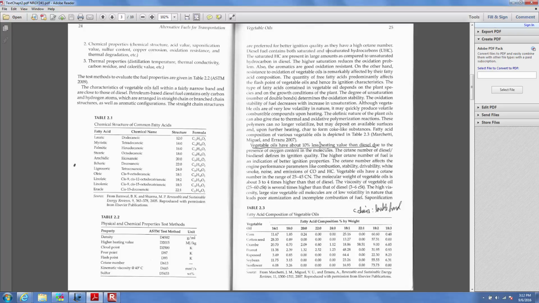Kind of a big issue, in anything we've talked about in energy here, is vegetable oils having 10% less heating value than diesel. So it's not as energy dense as the diesel fuel. The reason is because of the oxygen content in the molecules.